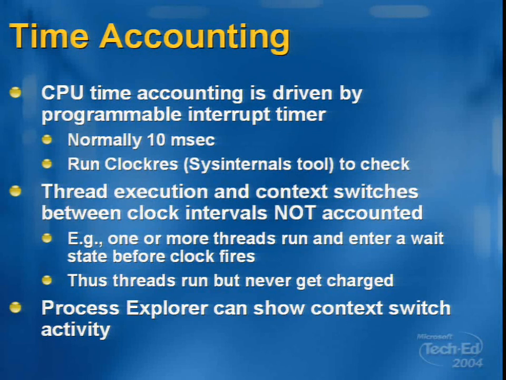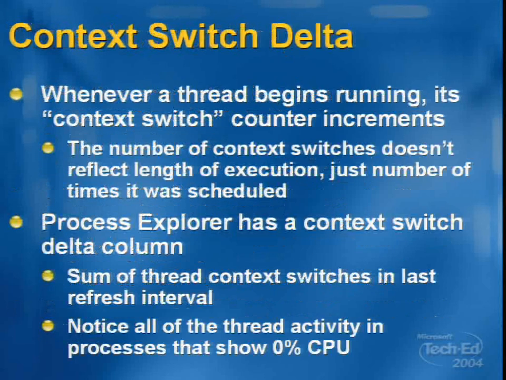With Process Explorer, you can look at what actually ran in between. And the way that it shows you that is through a column called context switches or context switch delta. Let me explain what a context switch is. Whenever the system schedules a thread to run on the CPU, it increments a counter in the thread's control block called the context switch counter.